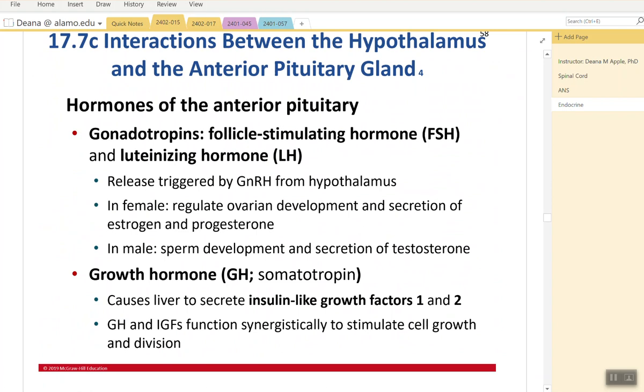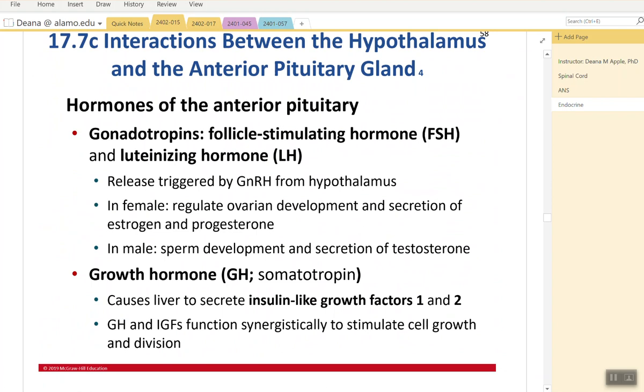All right, so the anterior pituitary hormones continued. There are two gonadotropins in both males and females. This is follicle stimulating hormone, or FSH, and luteinizing hormone, LH. Gonadotropin releasing hormone is released from the hypothalamus. It tells female organs to regulate ovaries, ovarian development, and secretion of estrogen and progesterone. In males, it regulates the testes to produce sperm and testosterone. Same hormones, different actions depending on the anatomy.